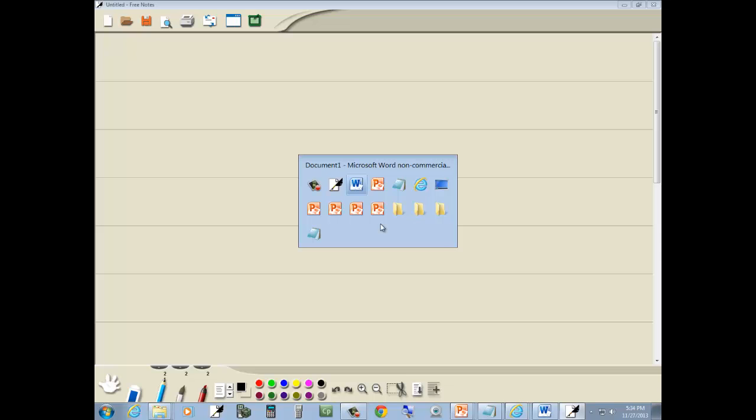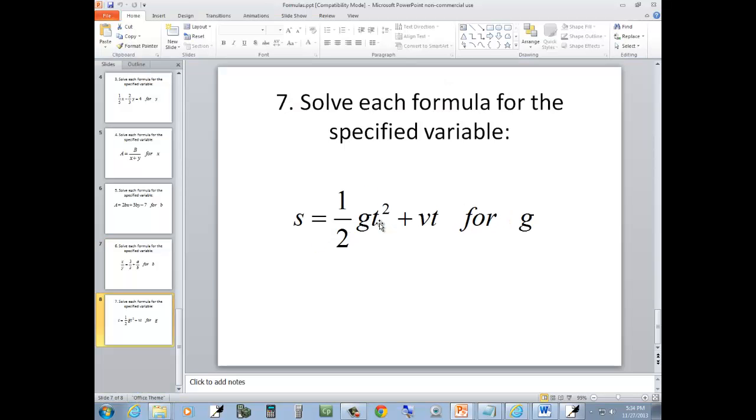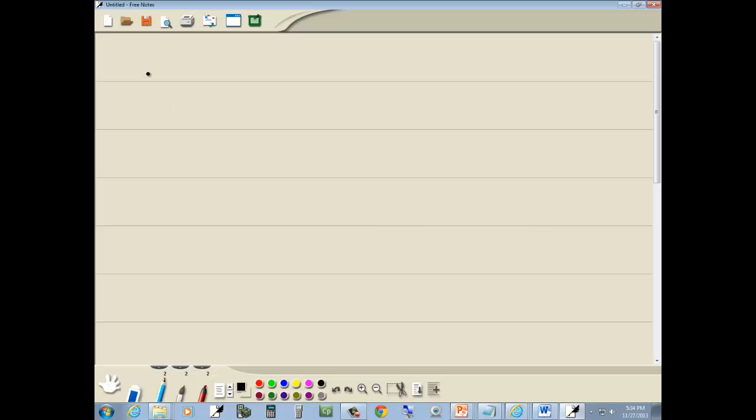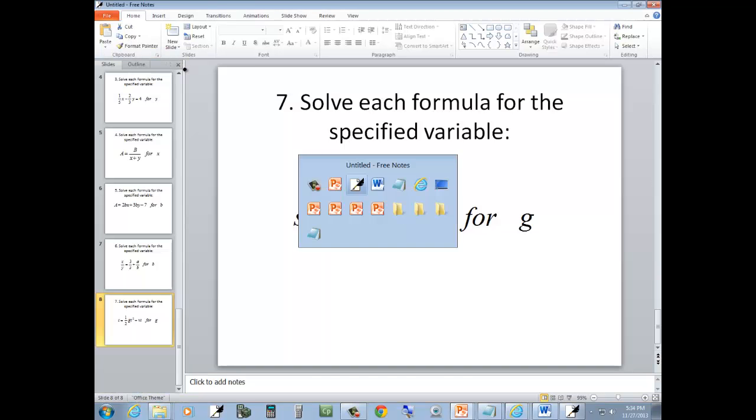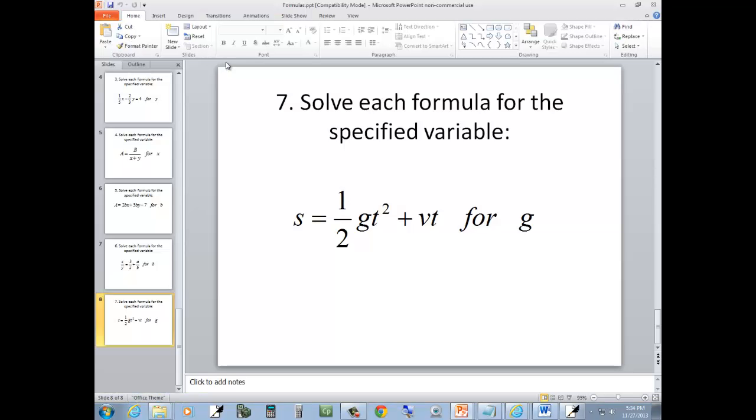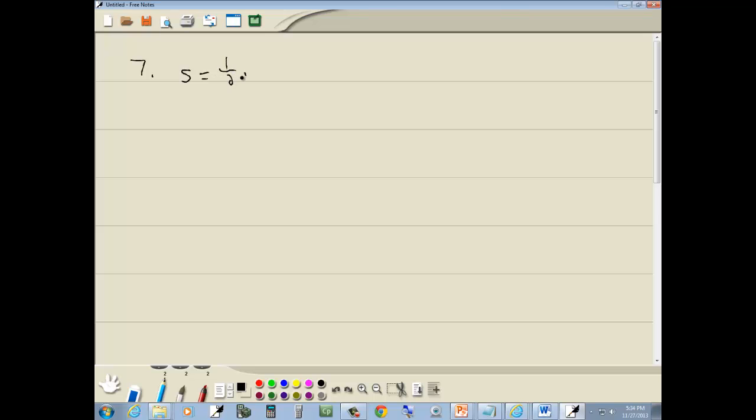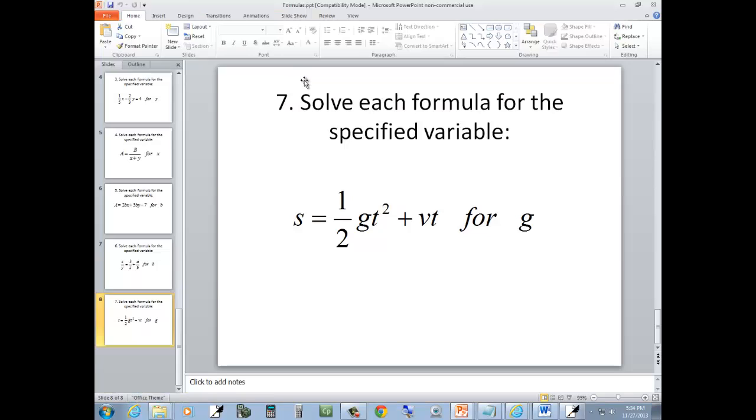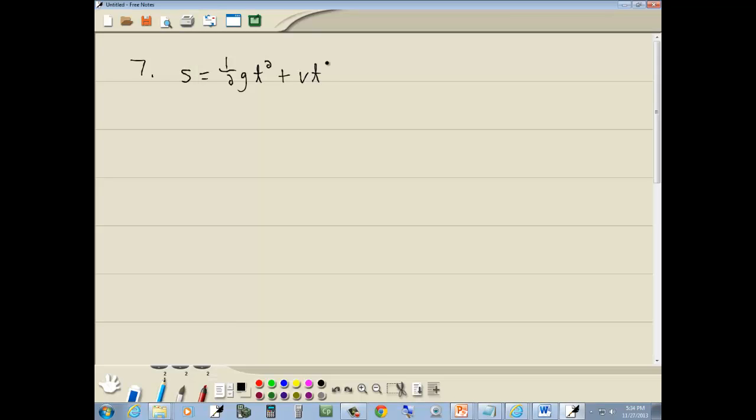Let's take a look at our next problem. And last one. We got s is equal to 1/2 gt squared plus vt. And we're solving this for g, which doesn't make any sense. G is gravity. It remains constant, but we'll pretend it makes sense. We're just taking a look at the steps anyway.